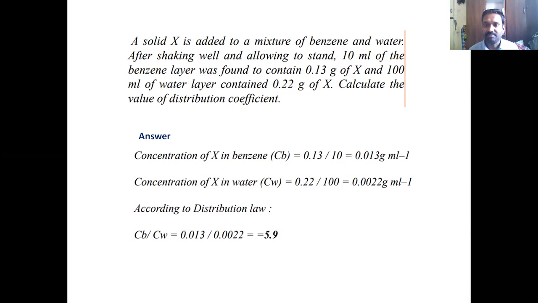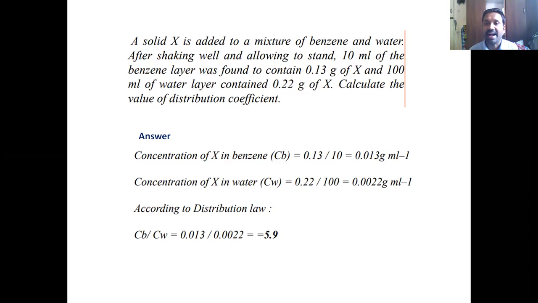Concentration of X in benzene is 0.13 grams divided by 10, because it is 10 ml of benzene. See, what is concentration? Concentration is nothing but amount, usually in weight or moles, divided by volume. So 0.13 grams divided by 10 is 0.013 grams per ml. Grams per ml is the concentration term. Please don't use 0.13 directly in the formula and substitute. Convert into concentration first.